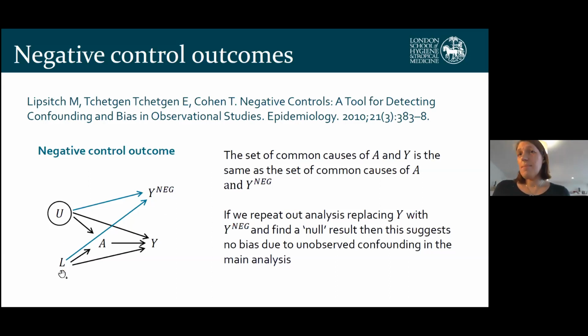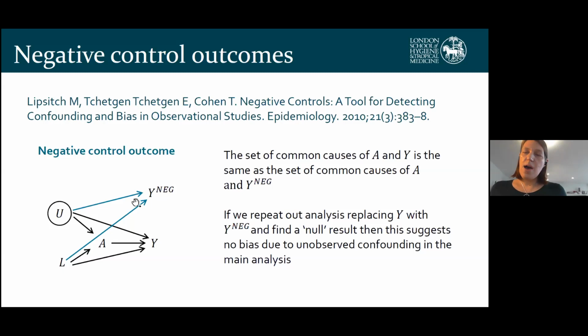Again, we do exactly the same analysis, so we'd again adjust for L. Again, we can't do anything about U because we don't observe it. But if there is no unmeasured confounding, then we should see a null association between A and this negative control outcome, because there can be no relationship there. Or there can be no effect there.